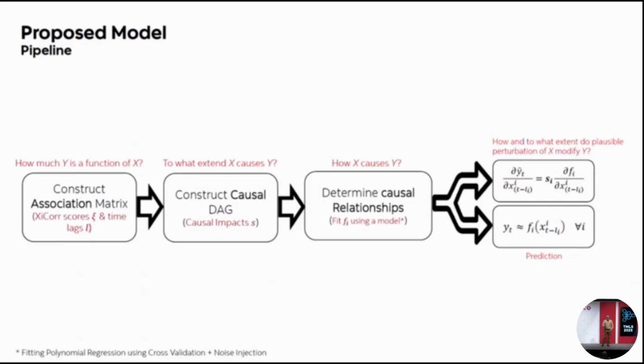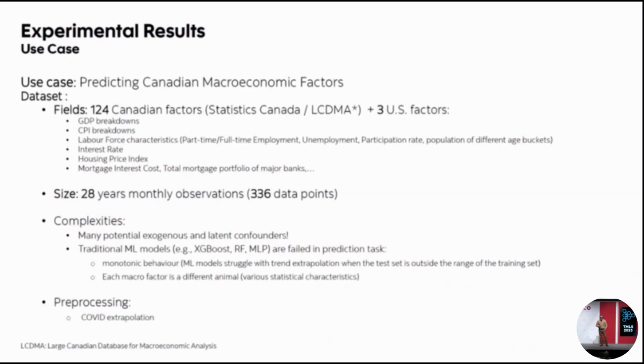Based on this pipeline, we have everything in the same pipeline: explainability in terms of causality, and prediction at the same time. So how? Let me show you some results.